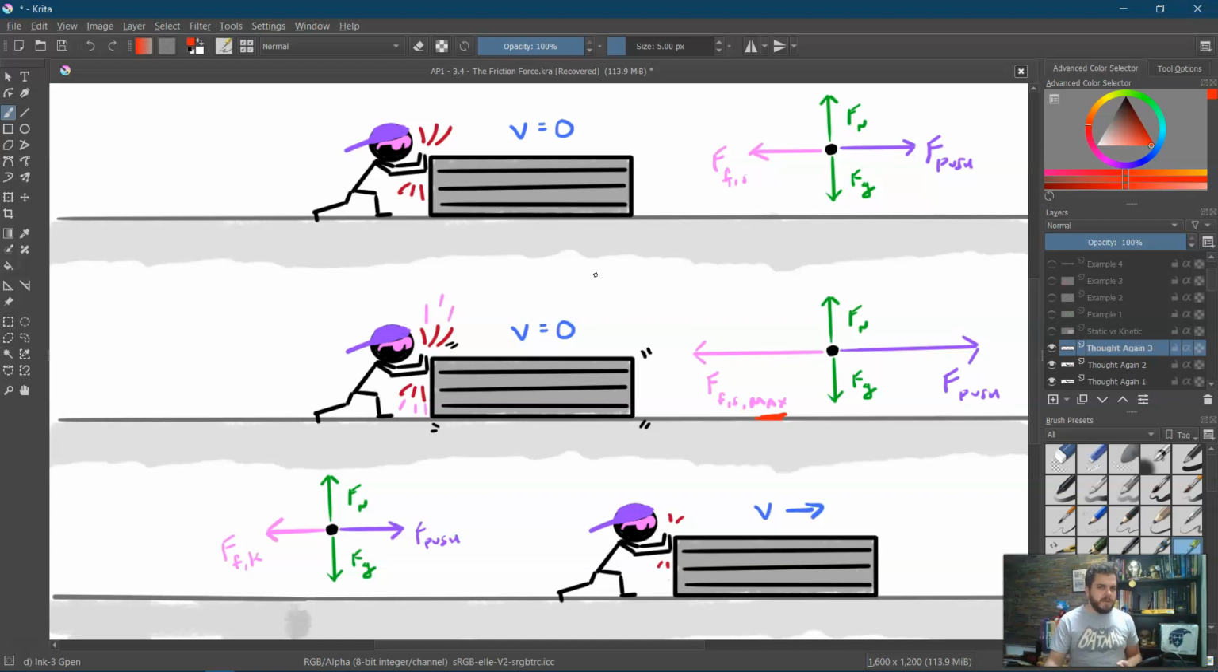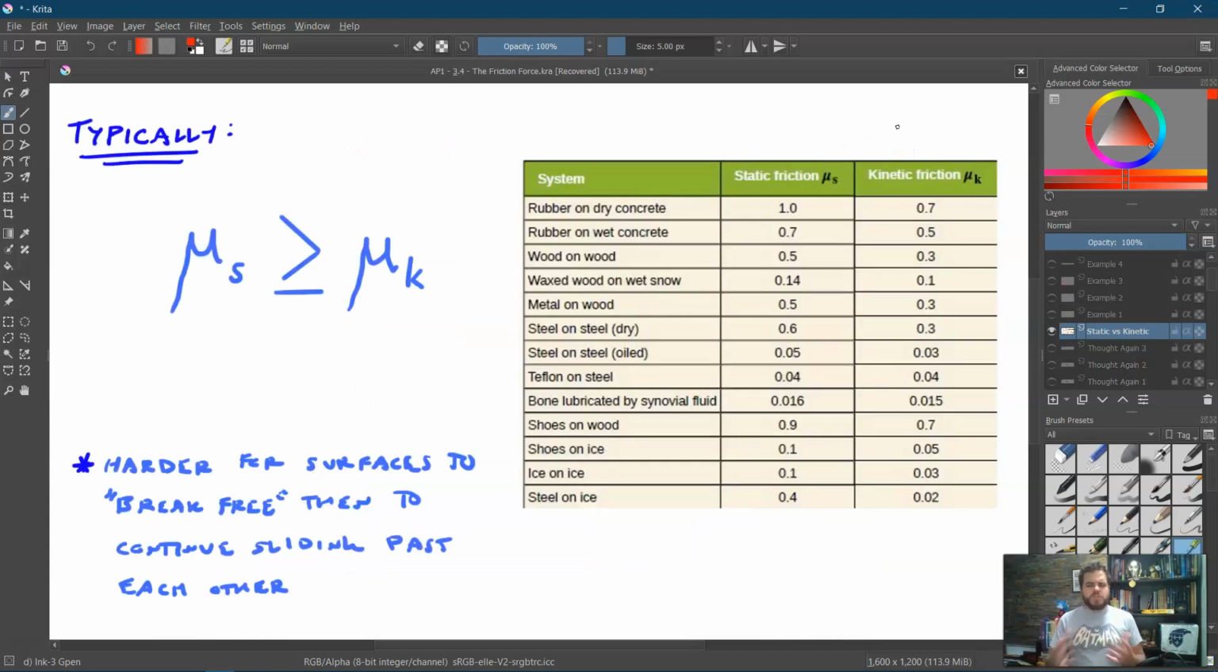Now, I just kind of touched on this, but just to show you an example, typically speaking, when we have two surfaces, the coefficient of static friction is going to be greater than the coefficient of kinetic friction. Can they be equal? Yes, so it's not enough to assume that a static one will always be bigger.